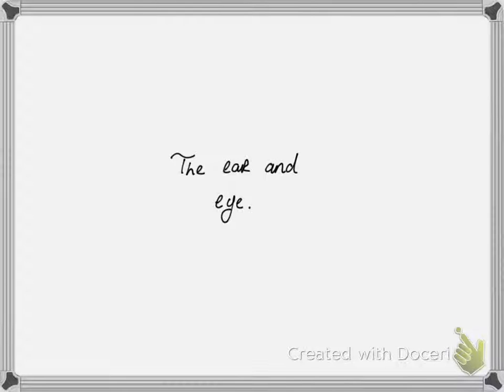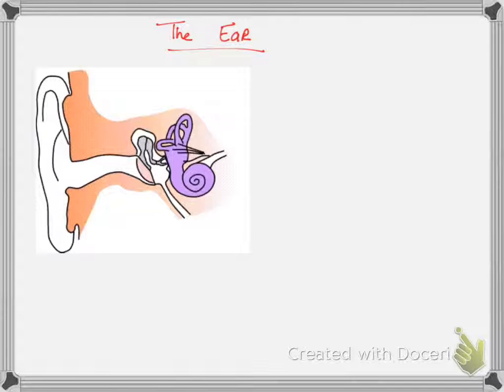In this video, we're going to look at the ear and the eye. Firstly, we'll start with the ear. In the following diagram, we're going to look at the different parts that make up the ear.